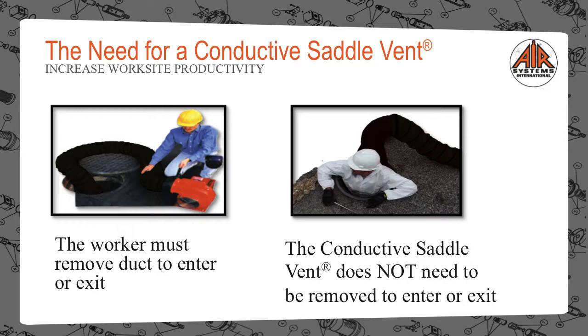Without the conductive saddle vent, the ducting will have to be removed so the worker can enter and exit the confined space. This costs more money and could make the environment dangerous due to lack of ventilation. Designed and patented by Air Systems for advanced worker safety during hazardous confined space ventilation.